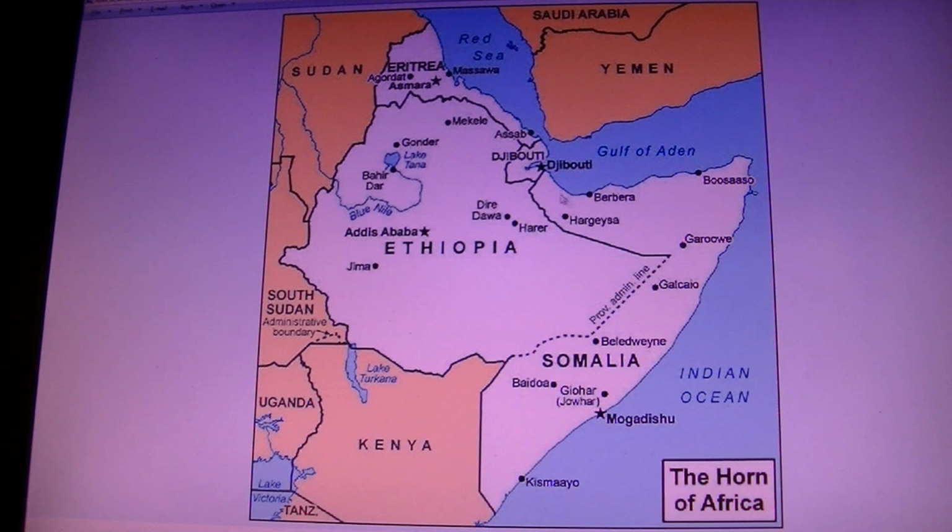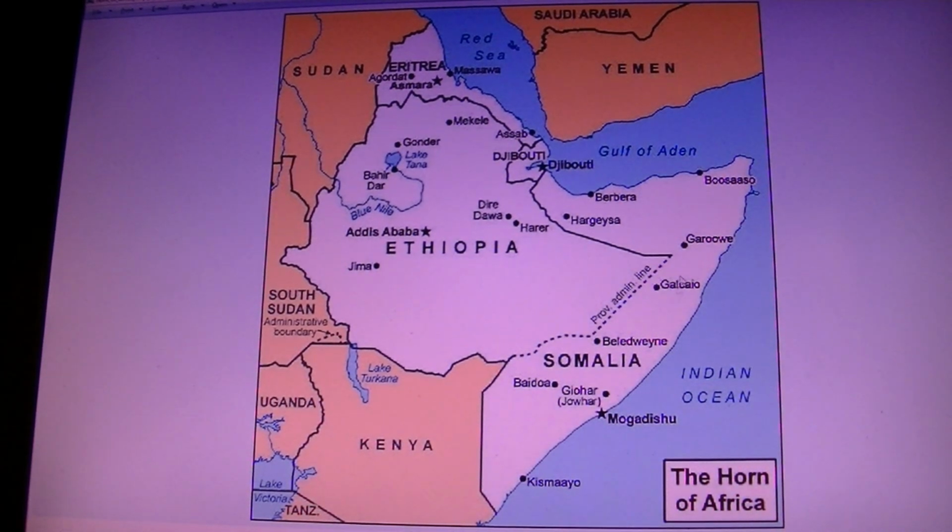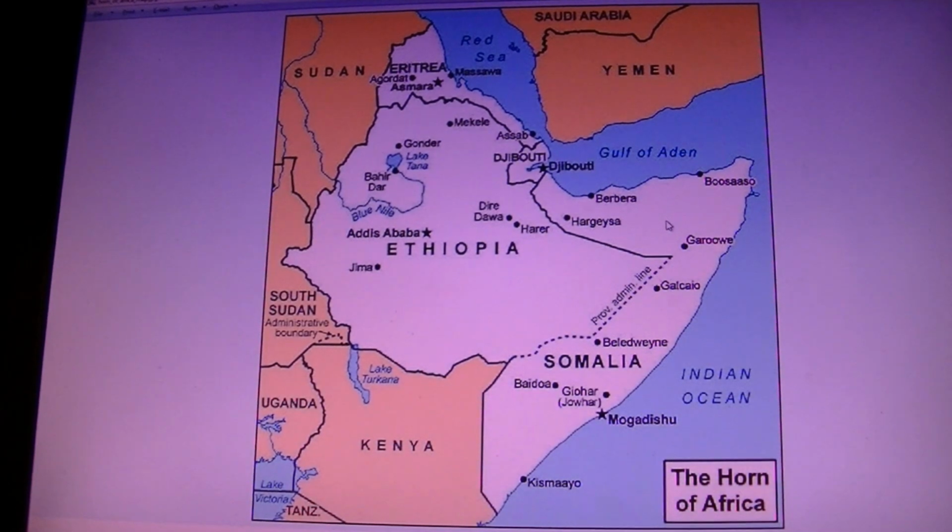So over here is Somalia. Nice long coastline. Look at the Gulf of Aden and the Indian Ocean. It has the longest coastline in mainland Africa.